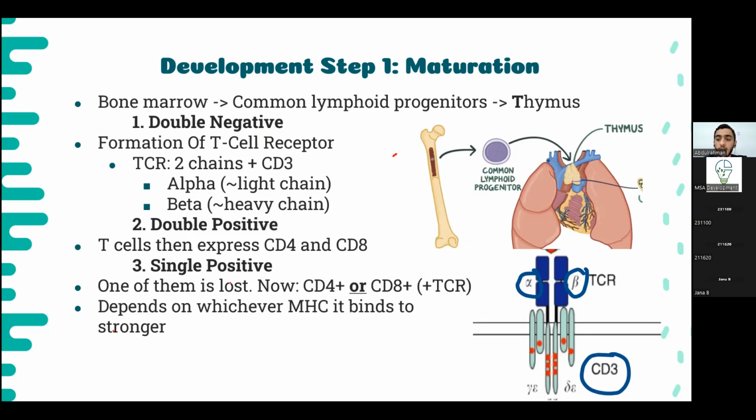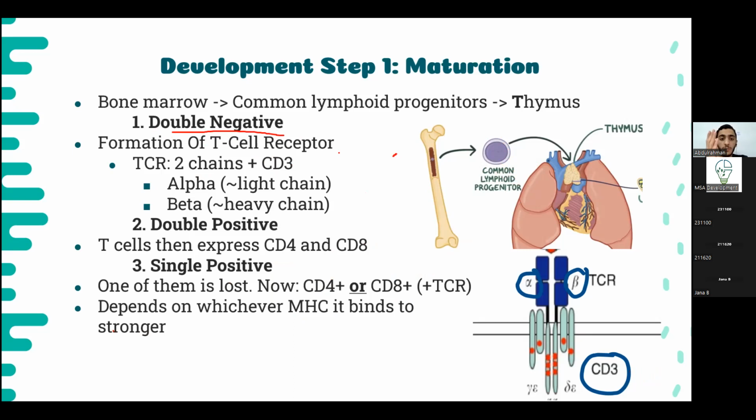Okay, so this slide, basically what we're talking about here is when the common lymphoid progenitor cells are released from the bone marrow. If it was a B cell, it stays in the bone marrow. If it's a T cell, it goes to the thymus. Now, as it enters the thymus, it's still fresh. There is nothing on the cell. So we refer to it as a double negative. There is nothing on it.